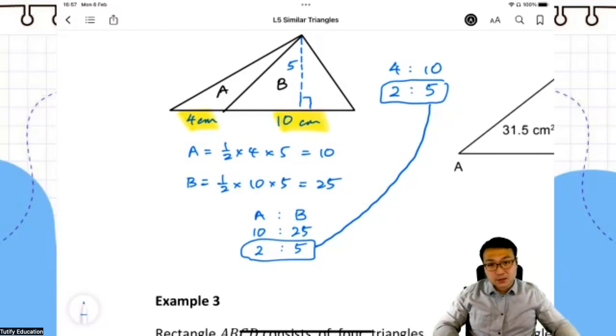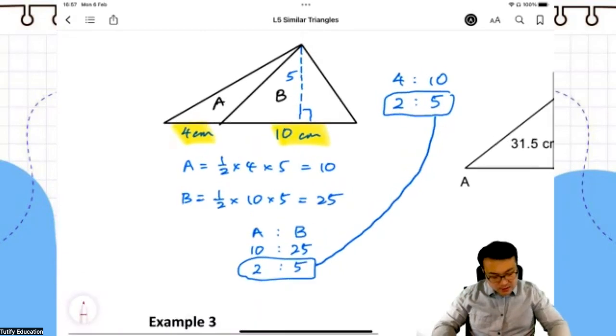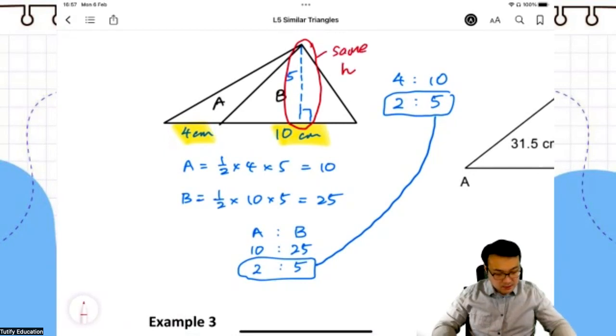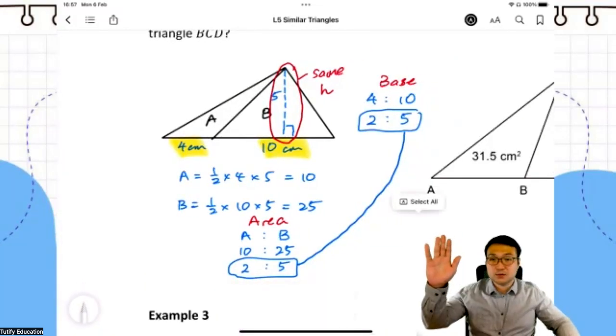Correct? So, students, if you see two triangles sharing the same height, then the ratio of the base is going to be the same as the ratio of the area. Okay? Any questions? Raise your hand, students. Any questions?